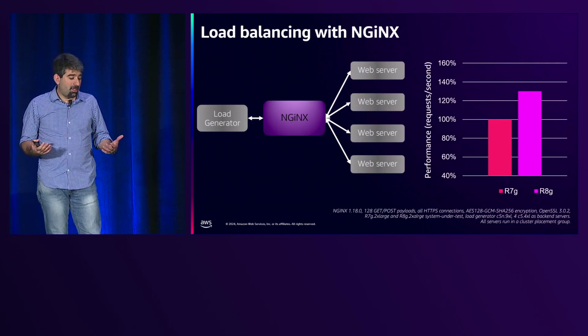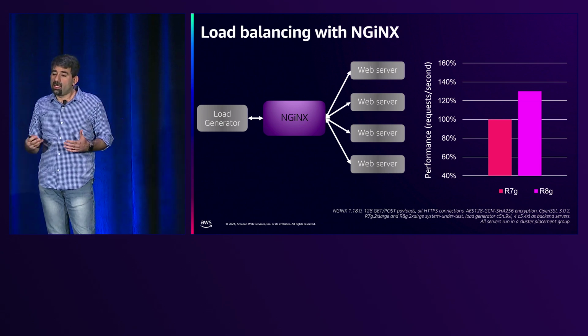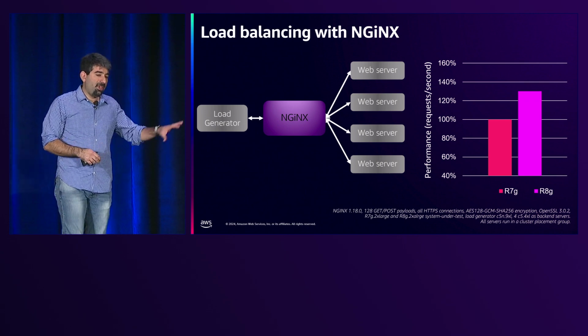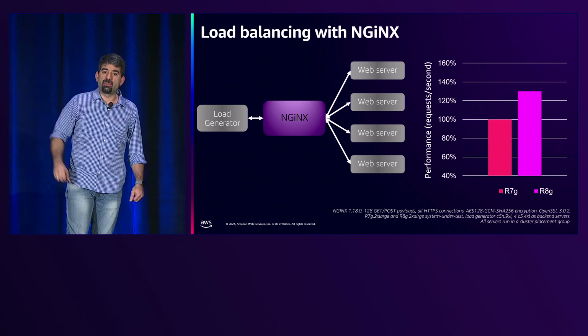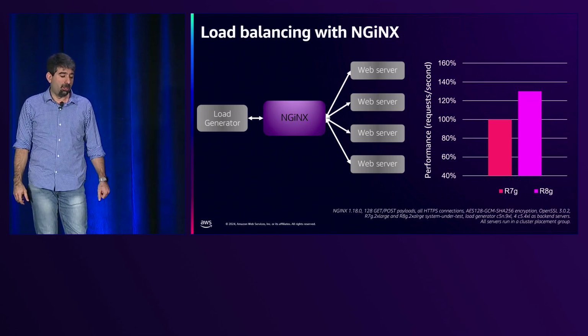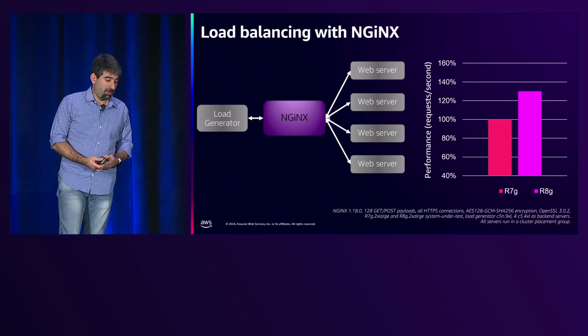These numbers aren't necessarily unique. Here, I've got Nginx. Nginx is a popular web server. It can also be a load balancer. And in this configuration, it's being a load balancer. So we fixed a load generator, and we fixed the number of web servers. And in the middle, we either have an R7G or we have an R8G being a load balancer. And here, we have a 30% increase in performance.